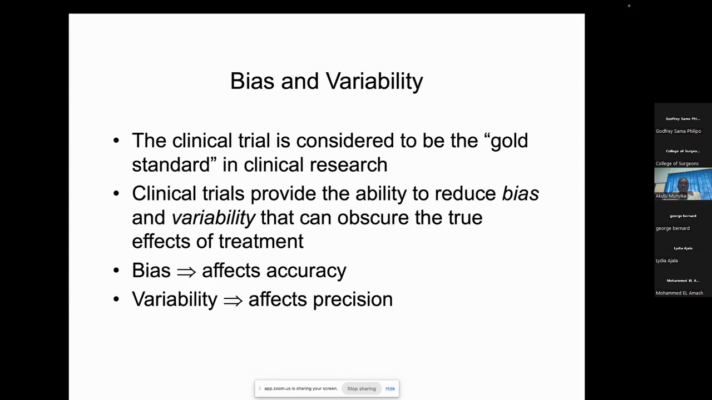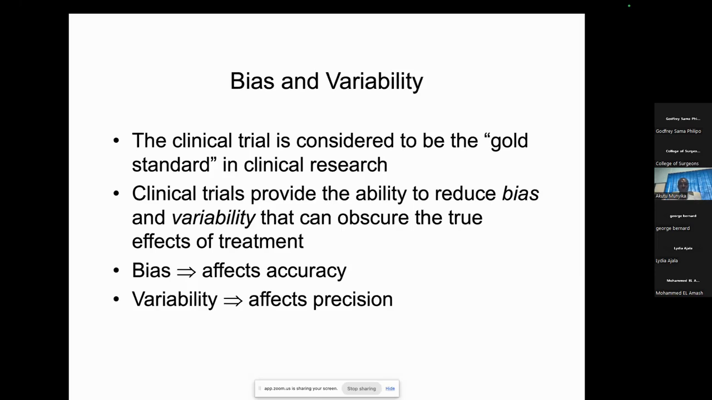Just to look at these two concepts of bias and variability, the clinical trial is considered to be a gold standard when it comes to clinical research. The results and the outcome of a clinical trial are considered to be gold standard. The clinical trial provides the ability to reduce the effects produced by bias as well as variability that can obscure the true effect of the treatment or the procedure being looked at in that trial.